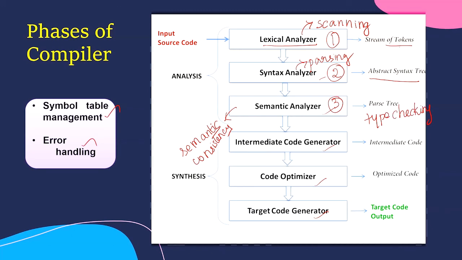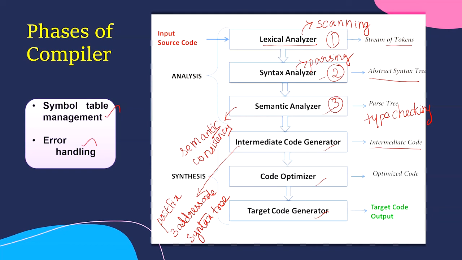Intermediate code generation produces an intermediate representation for the source program. The intermediate representations take the following forms: postfix notation, three address code, and syntax tree. So, the output of an intermediate code generator is intermediate code.